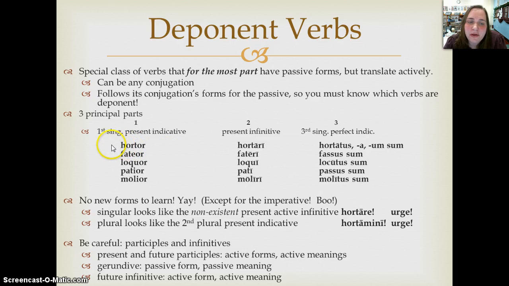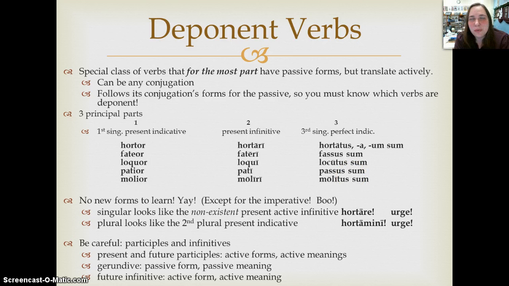I have given you an example of a first conjugation deponent, hortor, hortari, hortatus sum. A second conjugation deponent, fateor, fateri, fassus sum, which means to confess. A third conjugation deponent, loquor, loqui, locutus sum, which means to talk. Patior, a third IO conjugation deponent, patior, pati, passus sum, which means to suffer, and then a fourth conjugation deponent, which is molior, moliri, molitus sum, which means to build. So there are no new forms to learn.